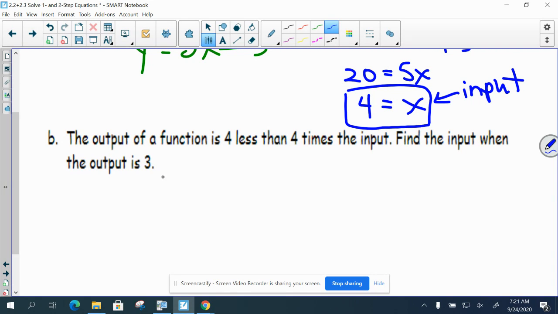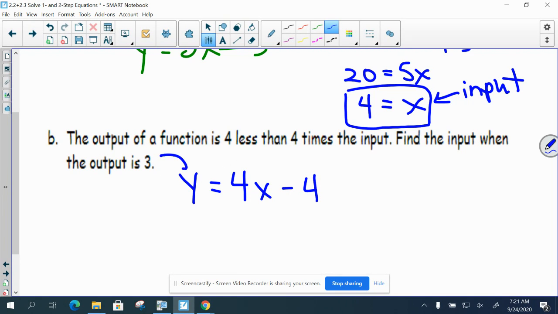So how about part B? The output of a function is 4 less than 4 times the input. Okay, so this is really the same question. So y is equal to 4 less than 4 times the input. So 4x minus 4. Find the input when the output is 3.